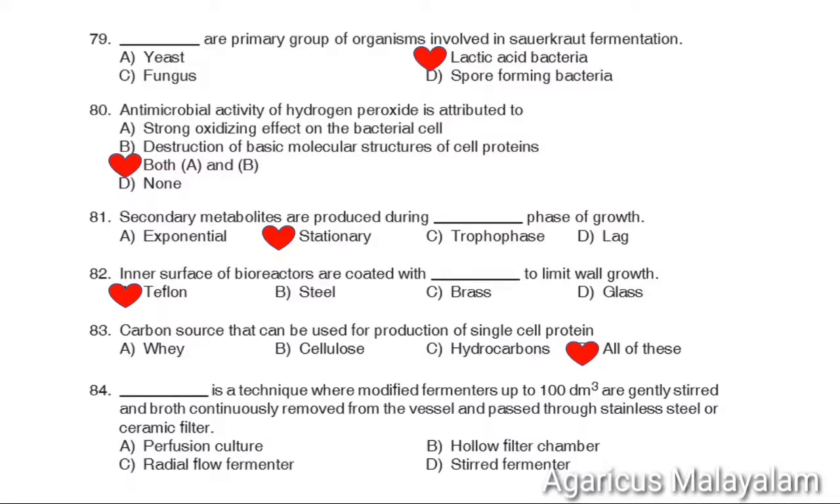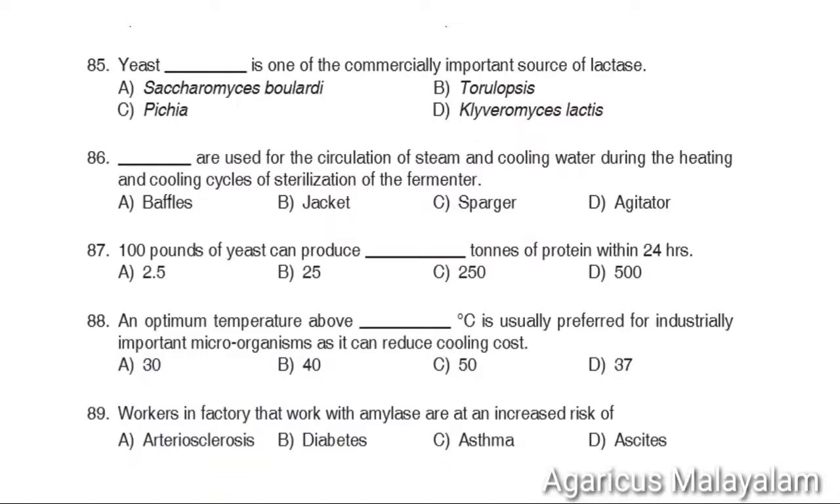84. Dash is a technique where modified fermenters up to 100 dm cube are gently stirred and broth continuously removed from the vessels and passed through the stainless steel or ceramic filter. Correct answer is option A, perfusion culture. 85. Yeast dash is one of the commercial important source of lactase. Correct answer is option D.